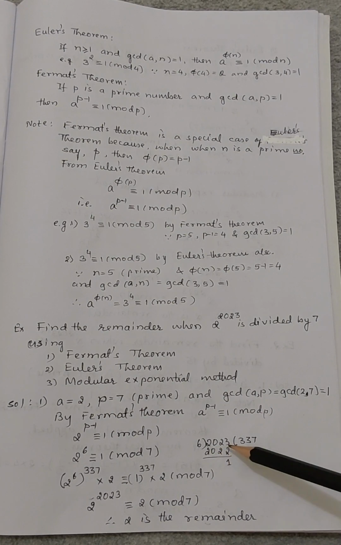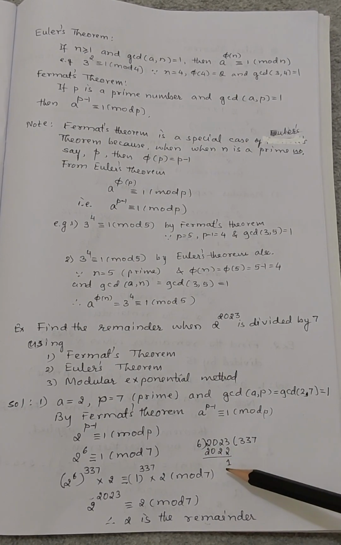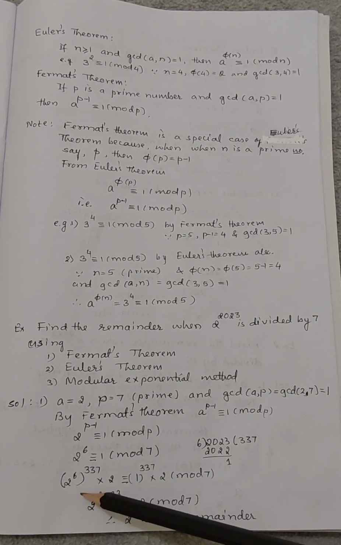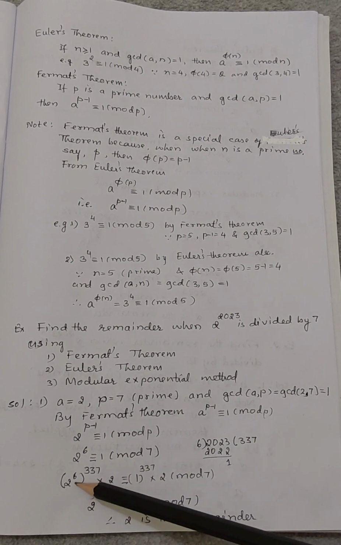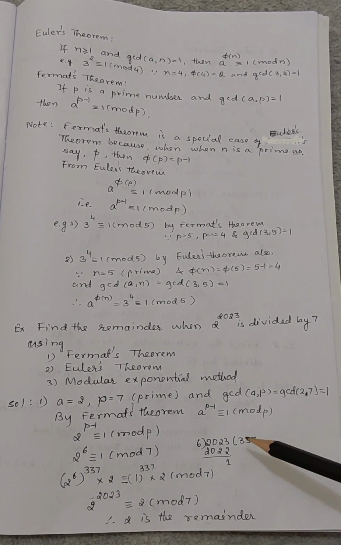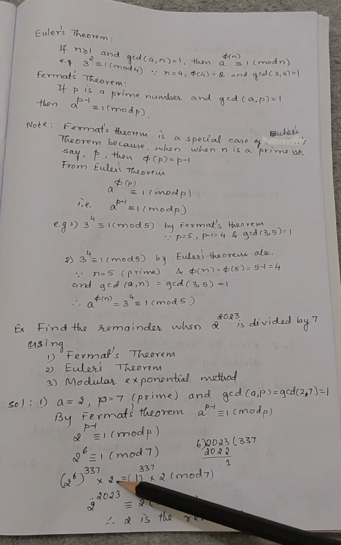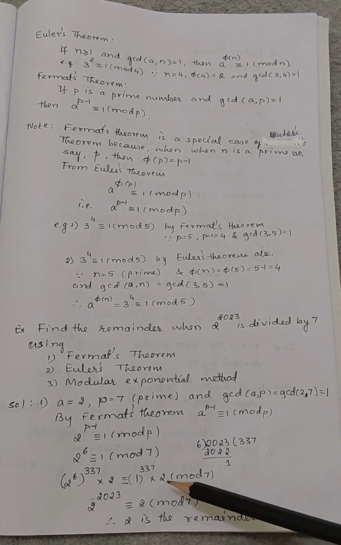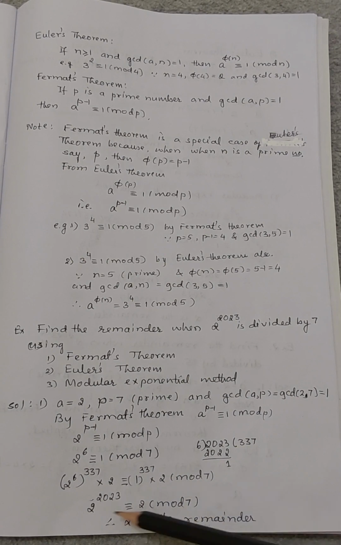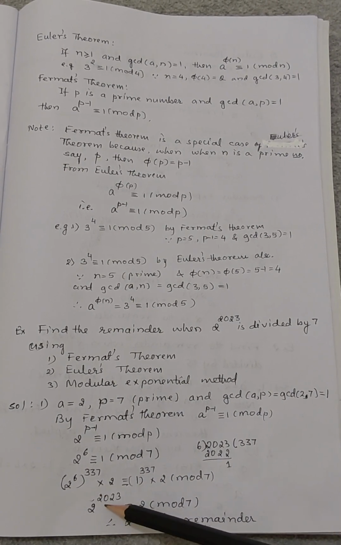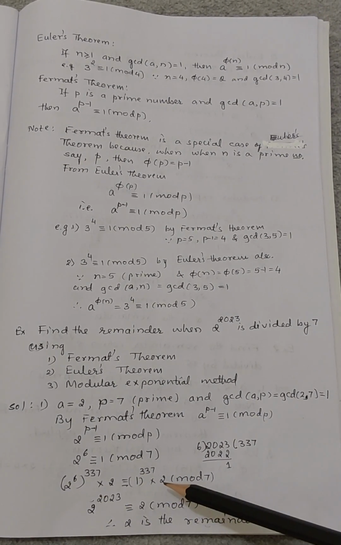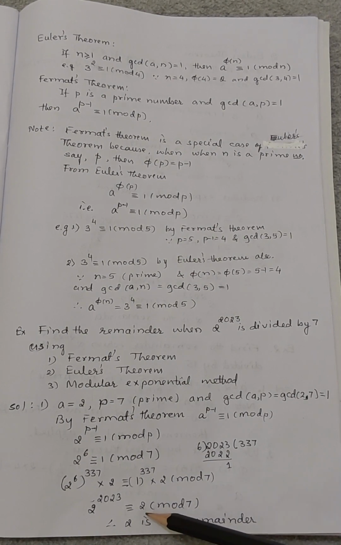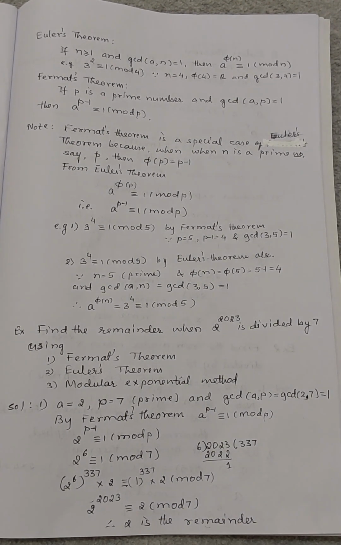Now 2023 divided by 6 gives the remainder 1. So first we raise 2 to the power 6 to the power 337 and then multiply it by 2 to the power 1 on both sides. The left side becomes 2 to the power 2023, and on the right only 2. That gives you the remainder as 2.